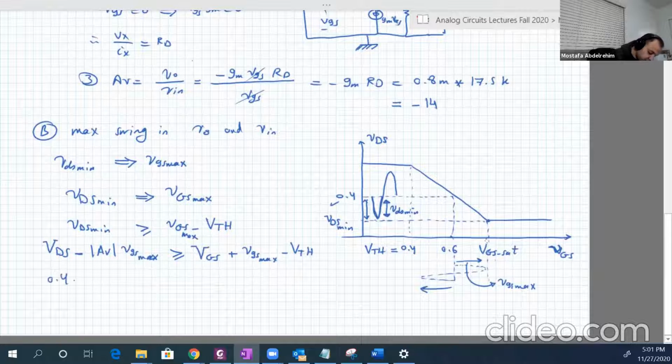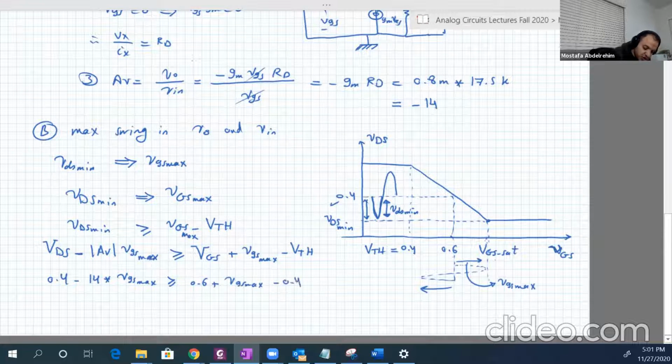This is 0.4. This is how much? Minus 14, so it will be 14, multiplied by VGS maximum, which we want to determine, larger than or equal to VGS capital, which is 0.6, plus VGS small maximum, minus V threshold, which is 0.4. And from that inequality here, we're going to find that VGS maximum is equal to 13 millivolt.